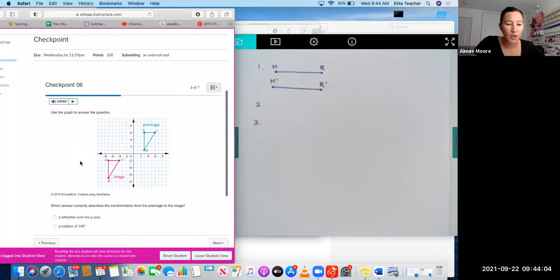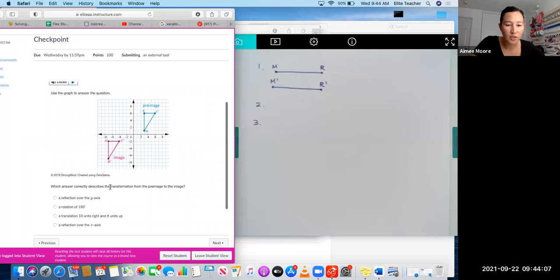Use the graph to answer the question. Which answer correctly describes the transformation from the pre-image to the image? So go ahead and take a look at this graph. Tell me, is it a reflection over the y-axis? Is it a rotation of 180 degrees, a translation 10 units right and 8 units up, or a reflection over the x-axis? So did it flip? Remember, a reflection's a flip. A rotation is a turn. Did it turn? Or did it slide for a translation? Did it slide 10 units right and 8 units up?